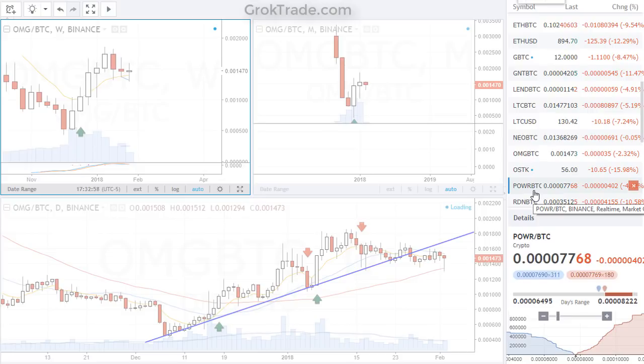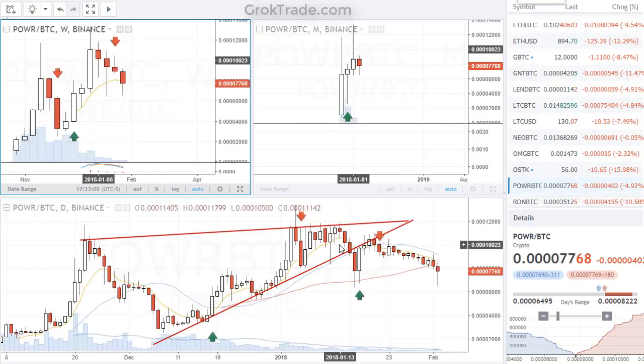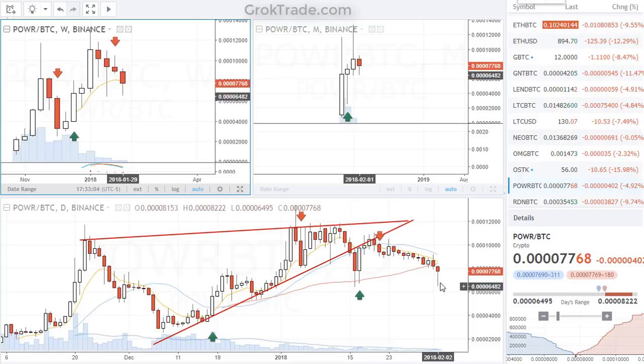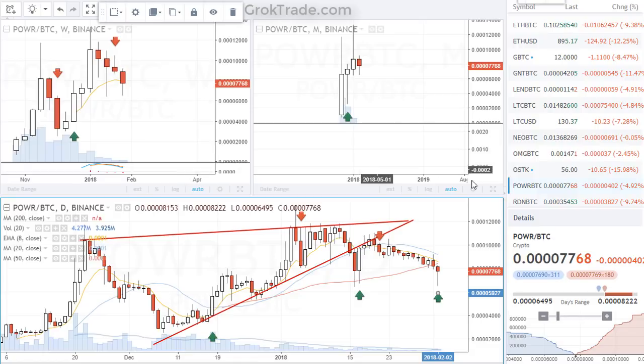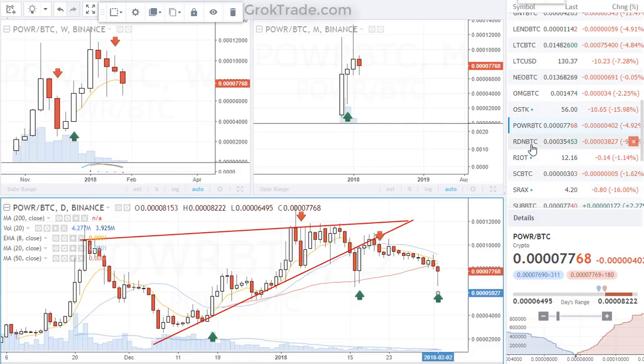POWR, Power BTC. Let's look at this. Had this rising wedge. It broke down. I put a sell on it, but there is our hammer. I think this is a buy opportunity, guys, even though weekly is on a sell. I think that there is an opportunity.